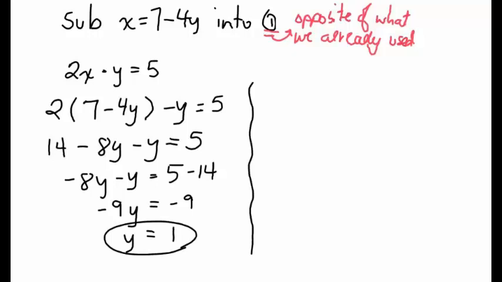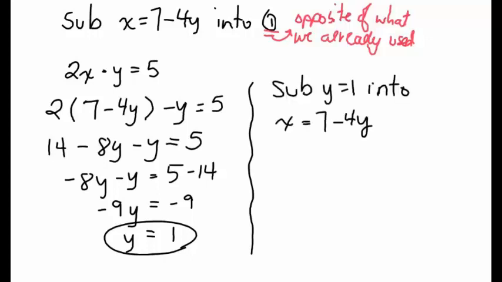Now that we do have the value of y, we can move on to step 3, and that's the backward substitution method. And in this final step, we're going to take the value of y that we obtained and substitute it into this equation that we have for x, because we'd like to know the value of x as well. So, making that substitution, we get 7 minus 4 times 1, or x is equal to 7 minus 4.